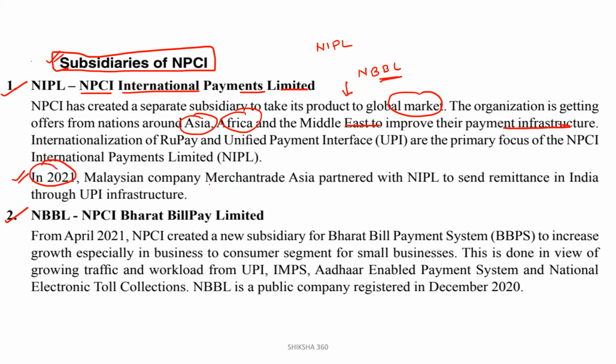a Malaysian company, Merchantrade Asia, partnered with the NIPL to send remittances to India through the UPI infrastructure. Next one, that is NBBL.